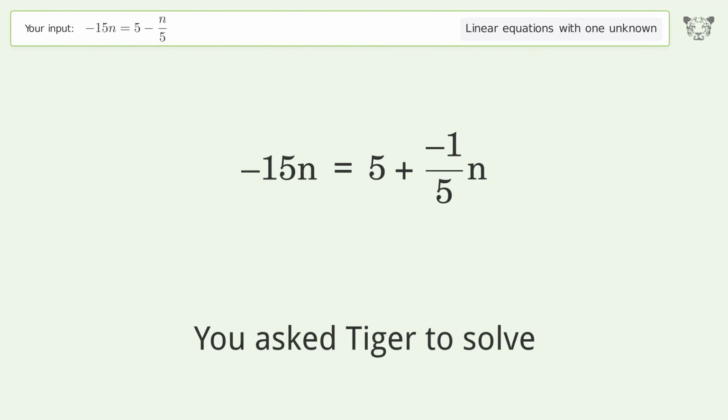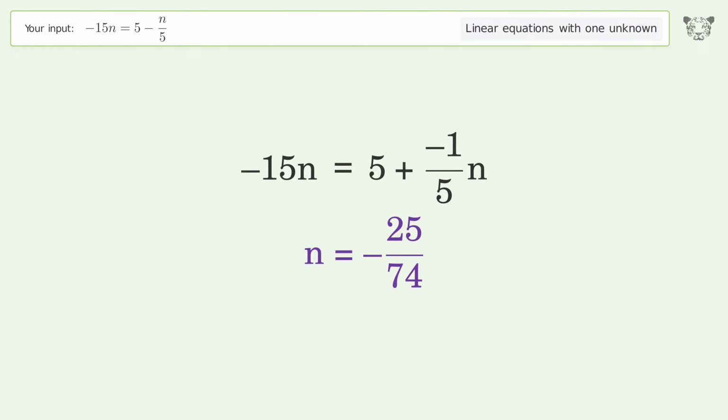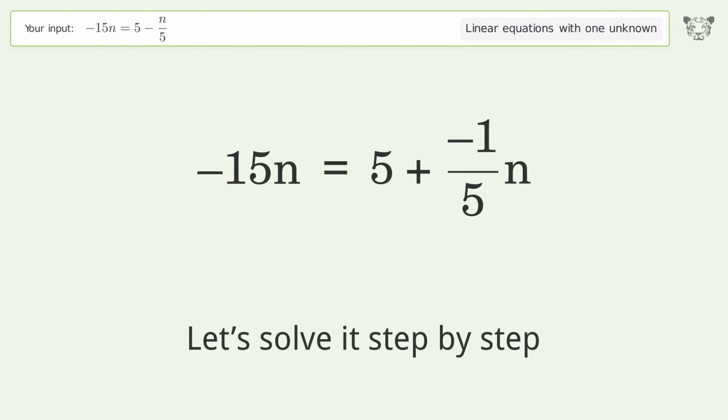You ask Tiger to solve this. This deals with linear equations with one unknown. The final result is n equals negative 25/74. Let's solve it step by step.